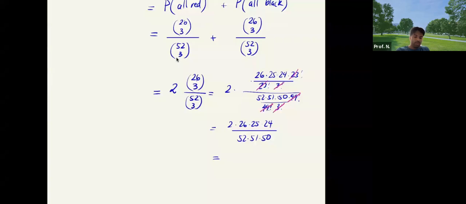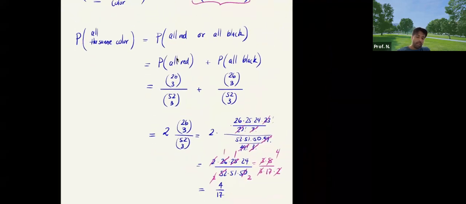But if you use your calculator, 2 times 26 times 25 times 24 over 52 times 51 times 50, I get 4 over 17. When all is said and done, you can cancel this out. You can do 26, this becomes 2, right? This becomes a 1. 25, this becomes a 2 here. The 2's cancel here, and then you get 3 times 8 over 3 times 17 times 2. The 3's cancel, this 2, this becomes a 4. You get 4 over 17, regardless.